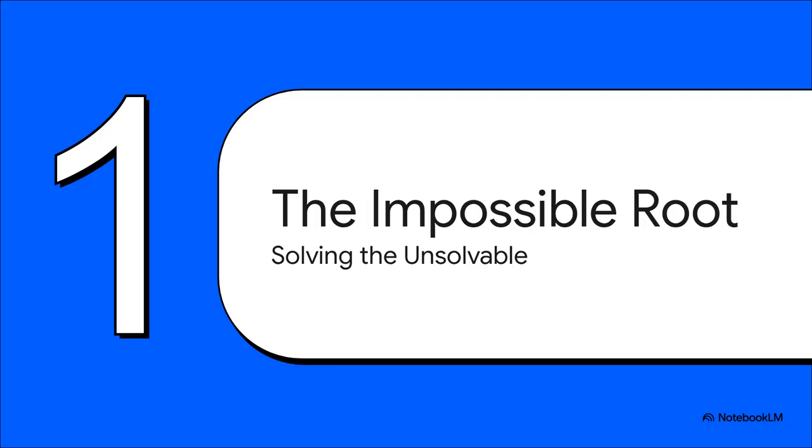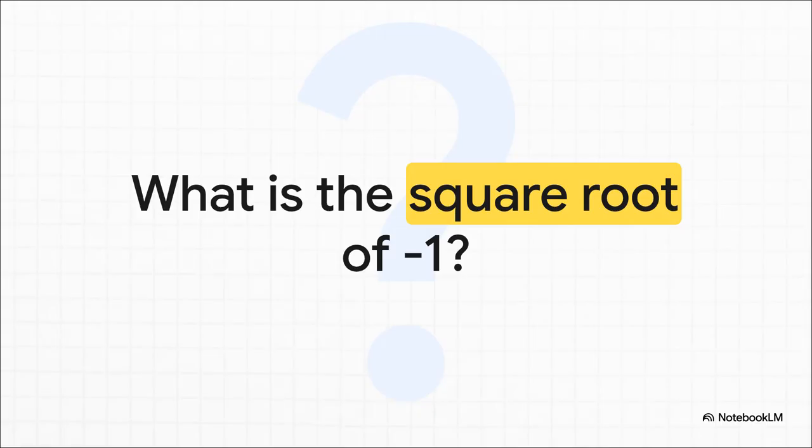Well, it starts with a question that for centuries just stumped mathematicians. It was a problem that had no answer. At least not in the world of the numbers they were used to. I mean, really think about it for a second. A positive number times itself is positive, and a negative number times itself is also positive. So in our normal number system, there's just no number out there that you can multiply by itself to get -1. It's an impossible problem.